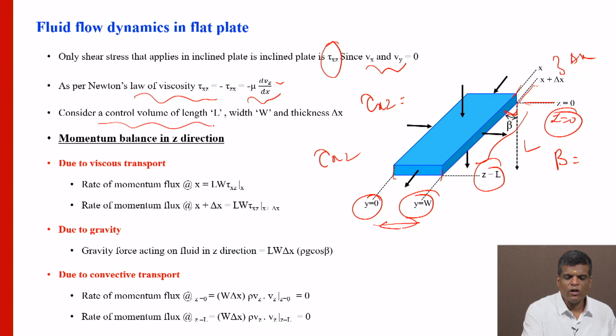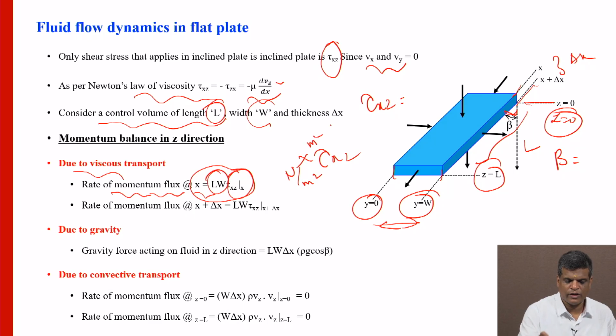So, the volume of this control volume: the length is L, the width is W, and the thickness is delta x. How do you write the rate of momentum flux for viscous transport only? At x, it equals L times W times tau x z at x. Tau is a shear stress, whose unit is Newton per meter square, and here the area is meter square.